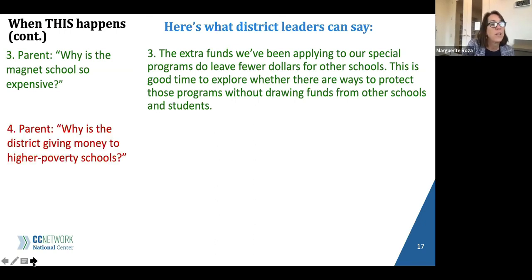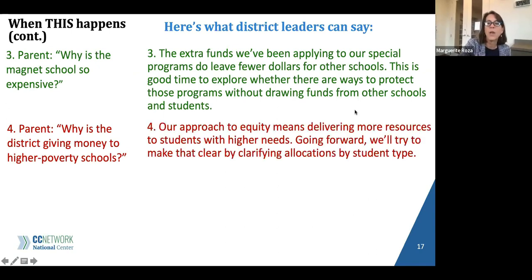Why is the district giving money to higher poverty schools, or maybe more money to higher poverty schools? It turns out parents do generally understand that if we explain it. Our approach to equity means delivering more resources to students with higher needs. Going forward, we'll try to make that clear by clarifying our allocations by student type. So that could just mean we do that.